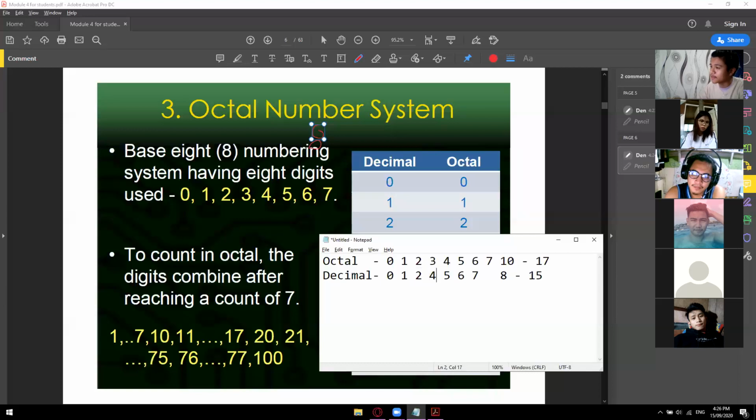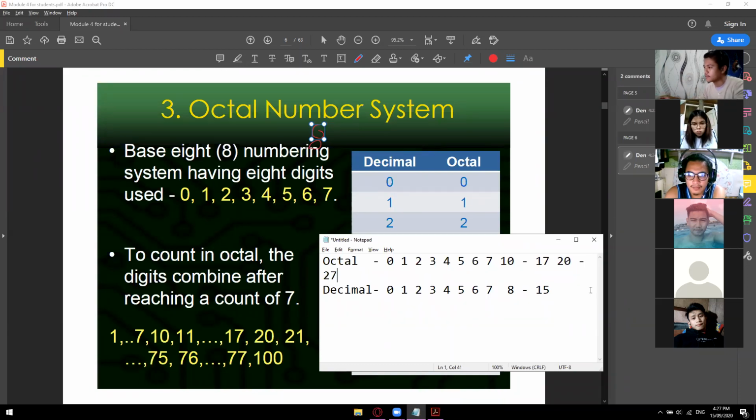I-arrange ko lang. Yan, so 0 to 7 ng octal to decimal, same lang. Pero pag patak na ng decimal ng 8 to 15, 10 to 17 na yung basa nyo dun. Okay, and then tuloy-tuloy lang yan. Wala ulit tayong 18 saka 19 pero meron tayong 20. 20 to 27. Then dito is 16 to plus 7 ulit. So 16 to 23. Basically, ganun siya.